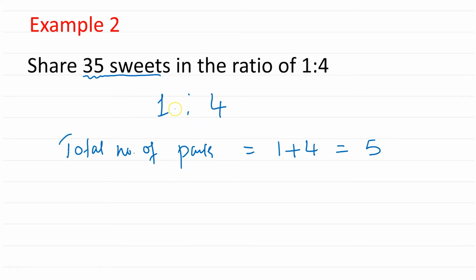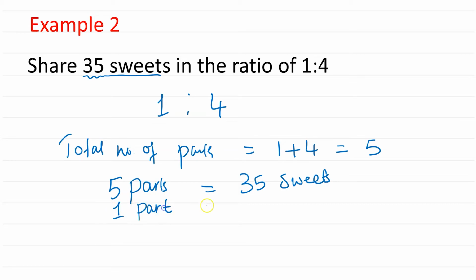These parts must be equal to 35 sweets. So we're going to say 5 parts. In those 5 parts, I must have 35 sweets. So this is very important to find 1 part. 1 part is going to be equal to 35 divided by 5. So 35 divided by 5 is 7 sweets.